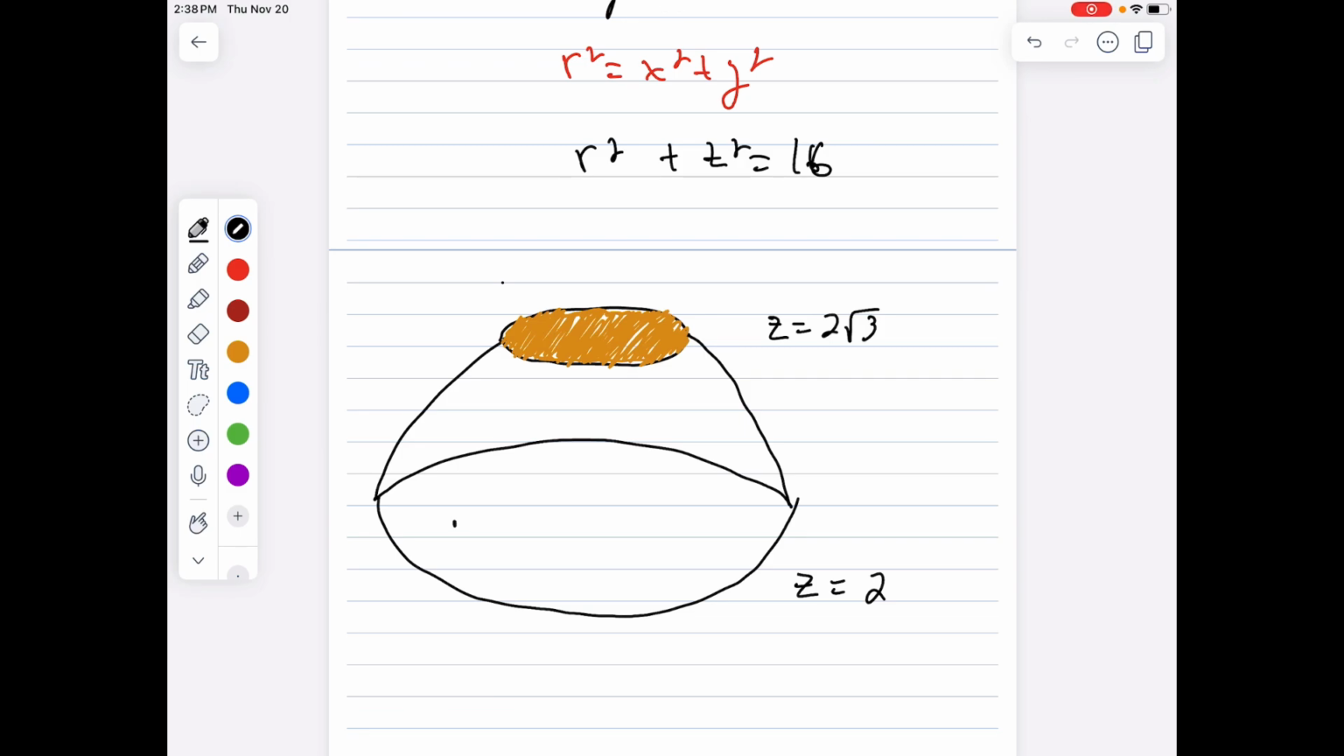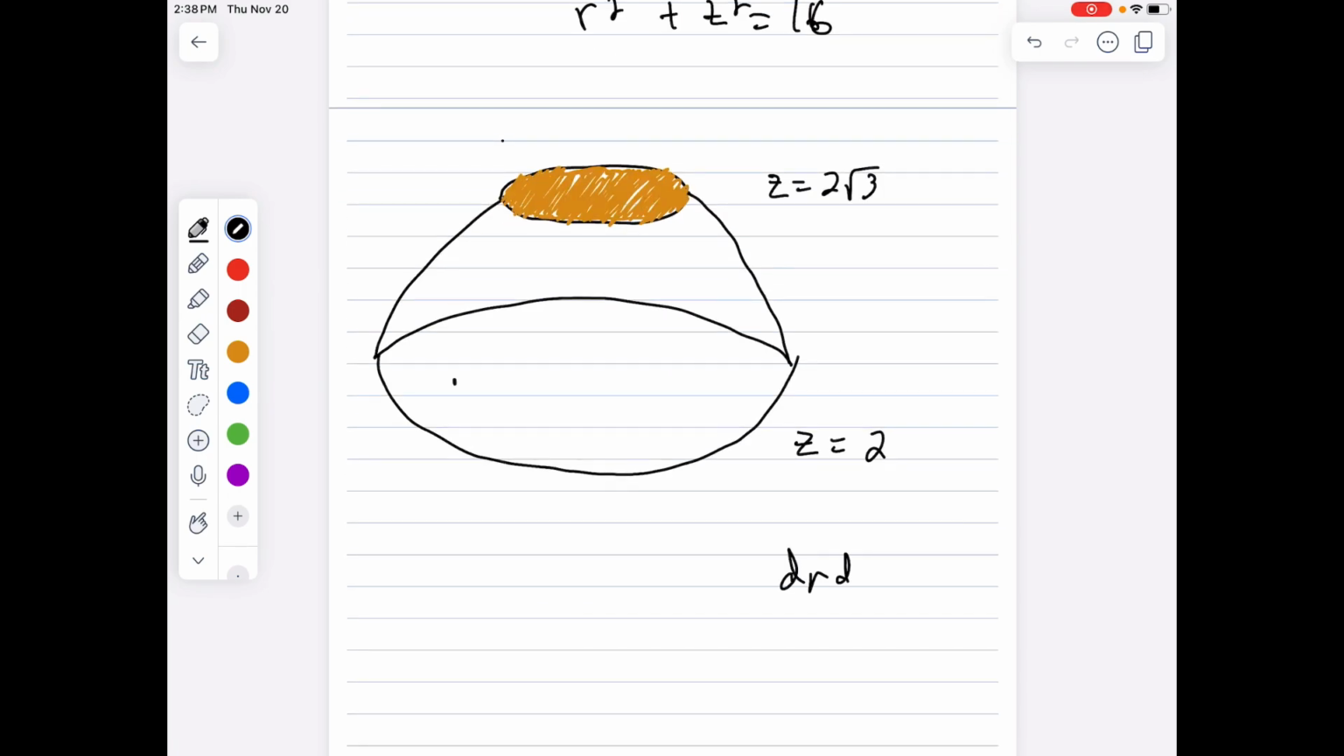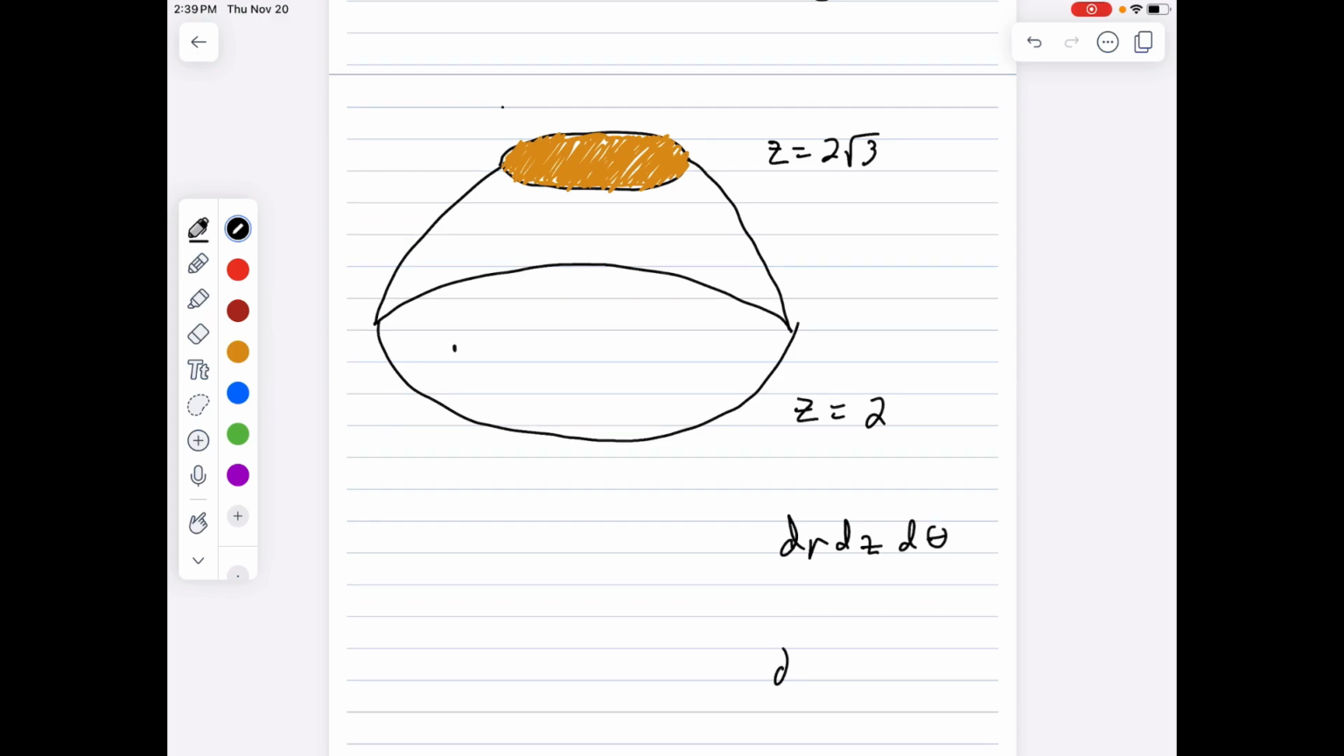Now, when you're setting up a triple integral, whatever method you're using, you have 6 orders to choose from. In this case, I'm going to use the order dr, dz, d theta. Typically, with a lot of these problems, you do dz, dr, d theta. The issue with dz, dr, d theta, which can be done, is that you're going to run into a problem if you want to set this up strictly in that order.